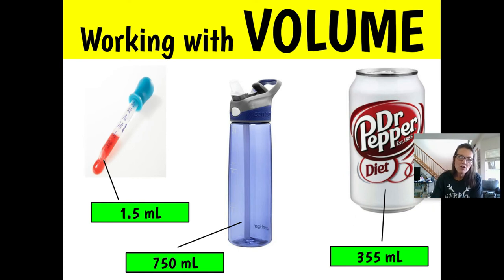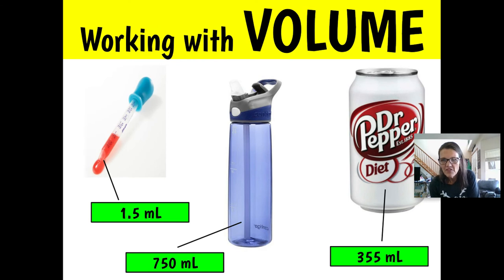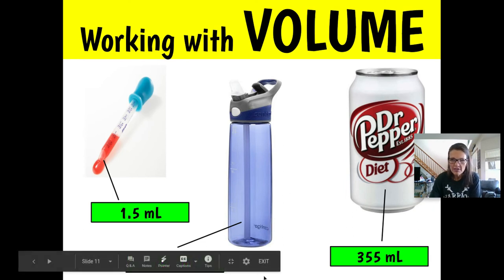Your water bottle carries about 750 milliliters of water, and your average can of soda has about 355 milliliters, right? So a little less than half of an overall liter, okay? So back to our notes here.